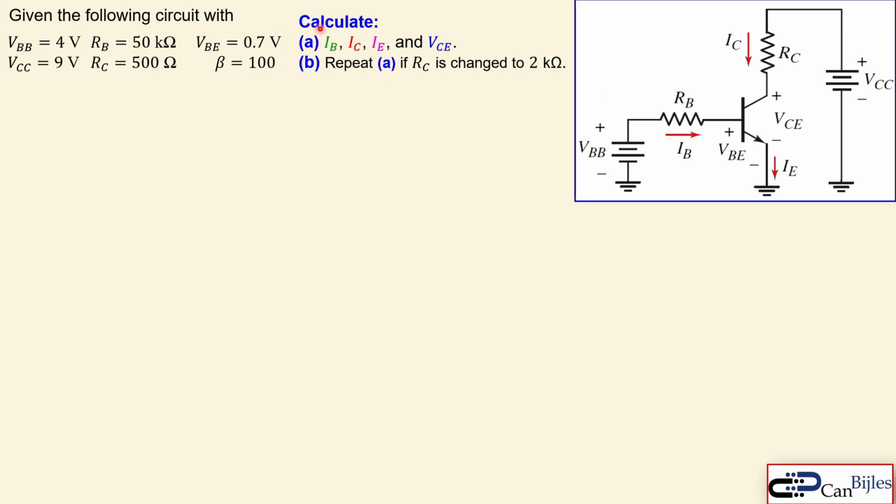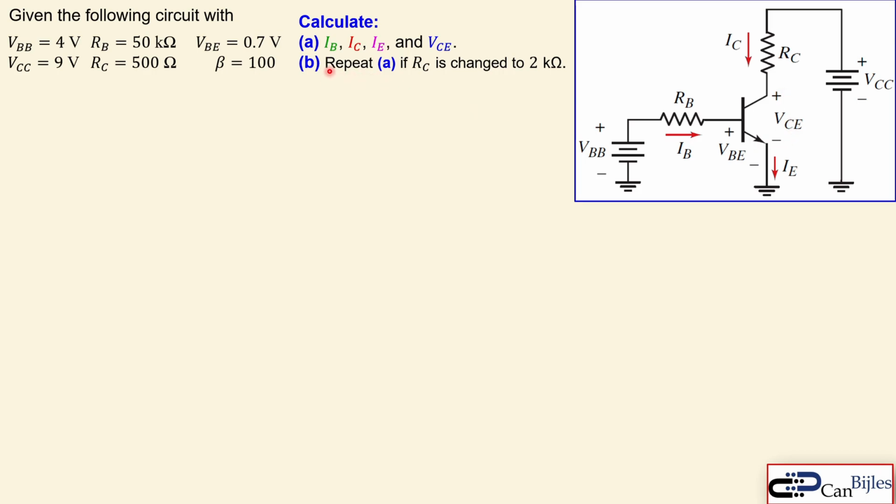Now we would like to calculate the following. In A, we would like to calculate what the IB, IC, and IE are. Those are the currents here. So this is the base, the collector branch, and also the emitter branch. So three currents. Also, I'd like to know what is the collector emitter voltage, VCE.